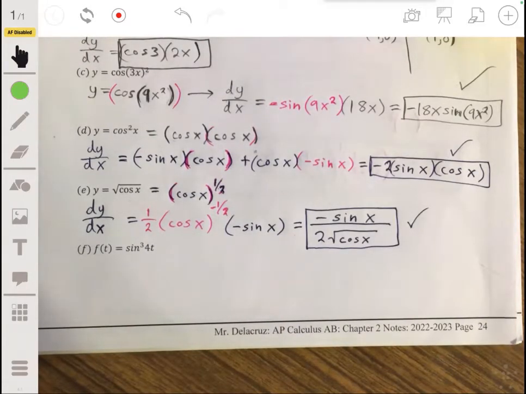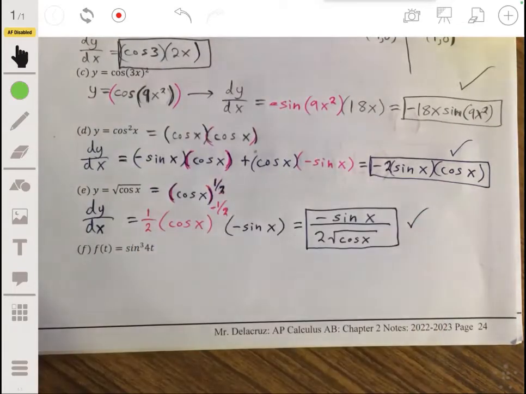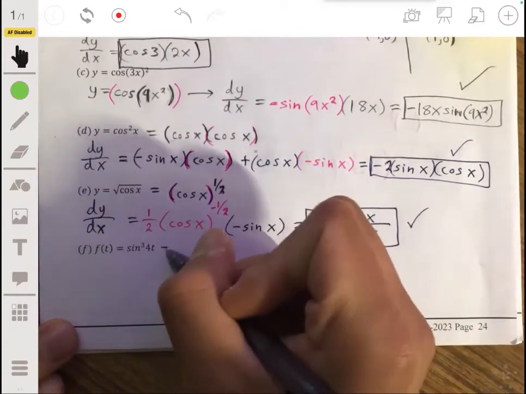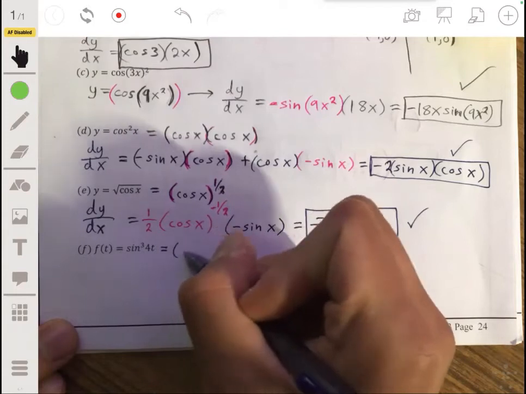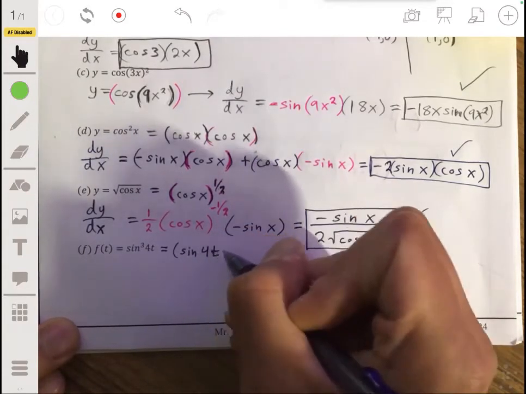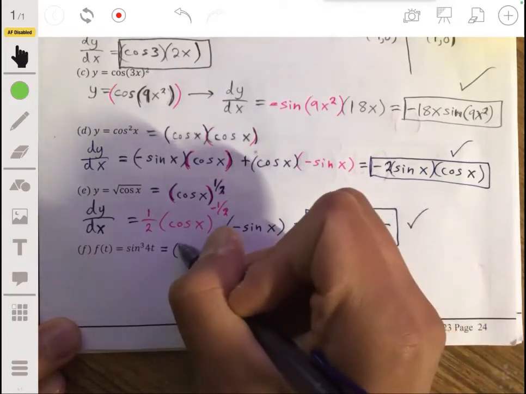All right, so this last one is a cool one. This is a good one. We actually got 3 things going on. Let me rewrite this first. Let's remember what that 3 being there means. That means that this whole expression is being cubed. So it's like the sine of 4t times the sine of 4t times the sine of 4t, or the sine of 4t, if you put in parentheses, then you can put the 3 outside like that.